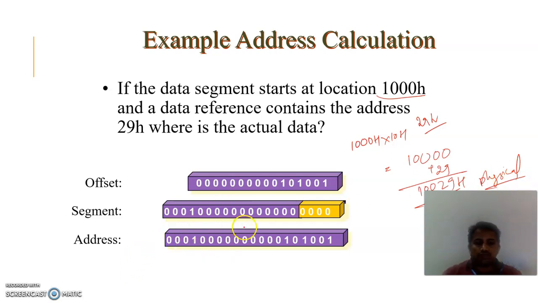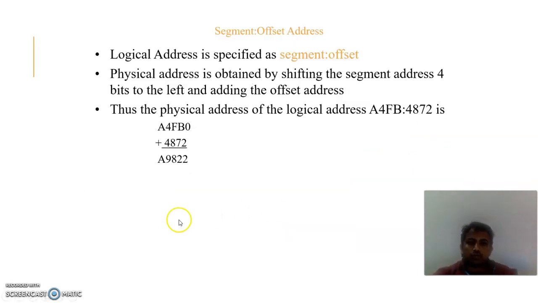Then when you see all these physical addresses, you know where it will get it from. Same thing: this is the offset address, this is the physical segment address, which is multiplied by 10H or appended with 4 zeros, and then these two are added. So the same thing over here: the logical address is represented as segment address by offset address. And when you go for physical addresses, the segment address is shifted 4 bits to the left and the offset address is added, appending zeros onto the address.